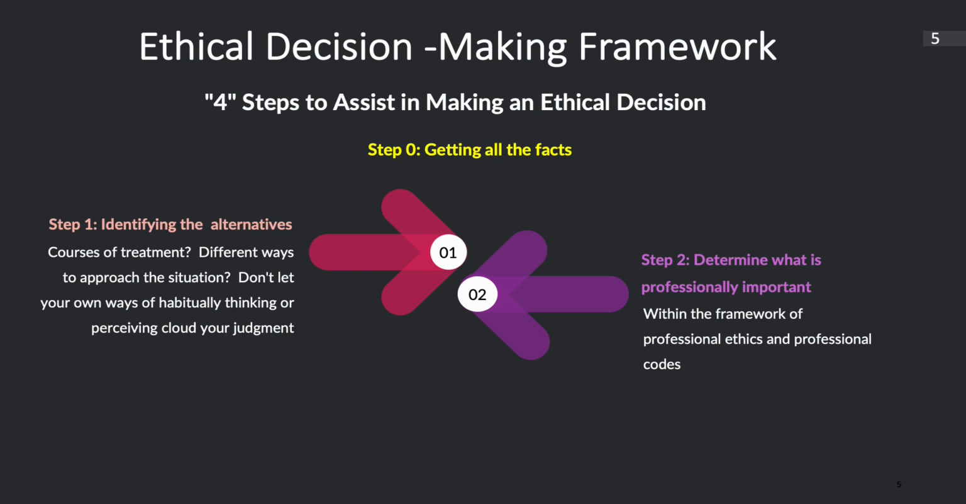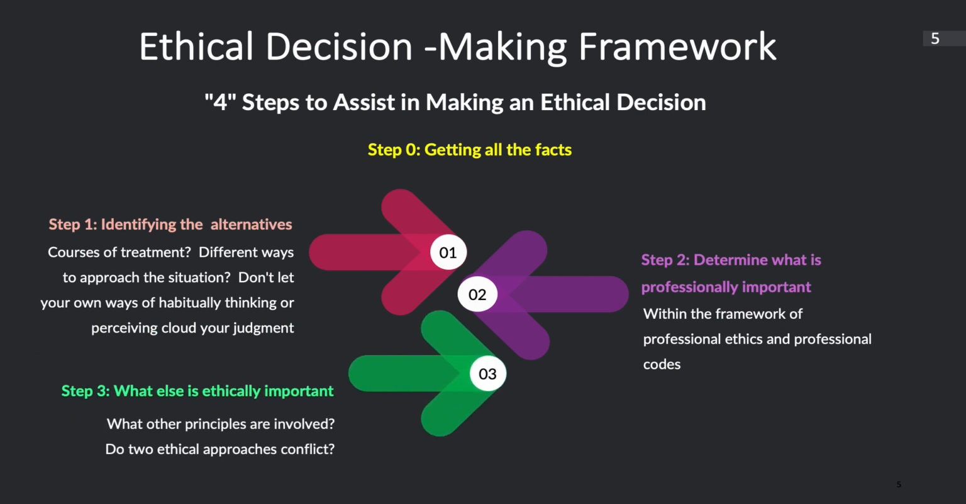Step 2 is determine what is professionally important. Now, within the framework of professional ethics and professional codes and regulatory laws and ethical theories, what is the primary concern in the particular situation? Is it something dealing with patient autonomy? Is it a fairness issue? Is it a do no harm issue? And this will depend greatly on the situation as well as all of the facts, which is so important to get all the facts.